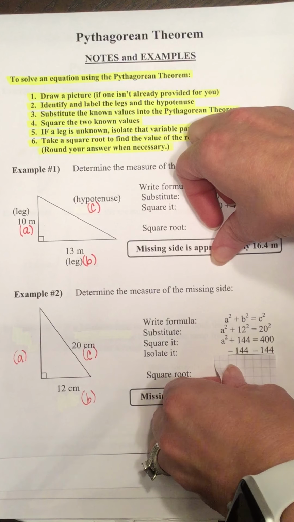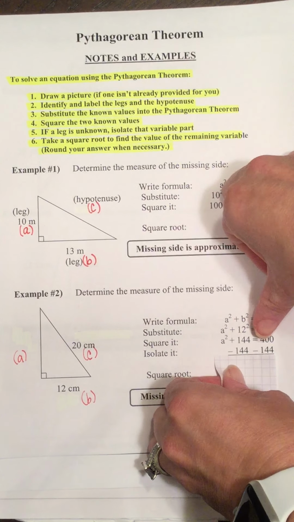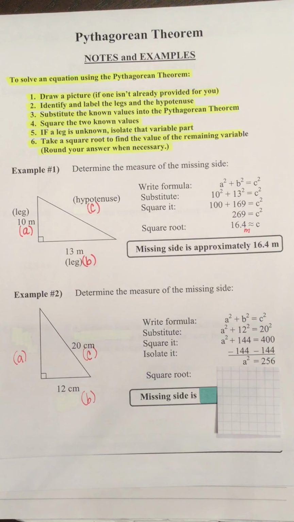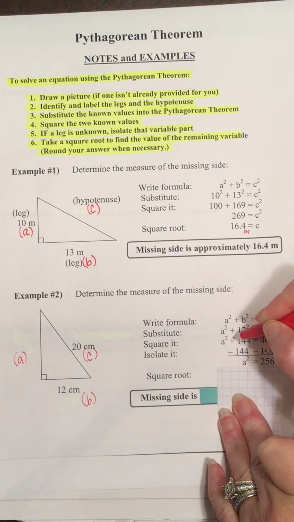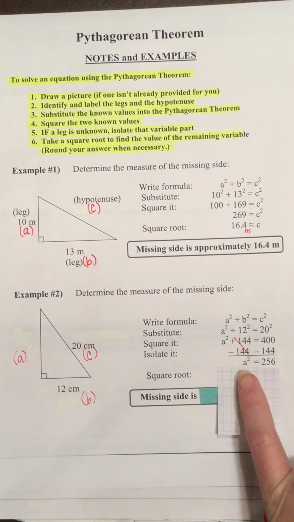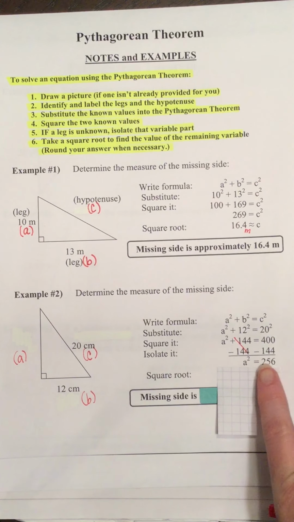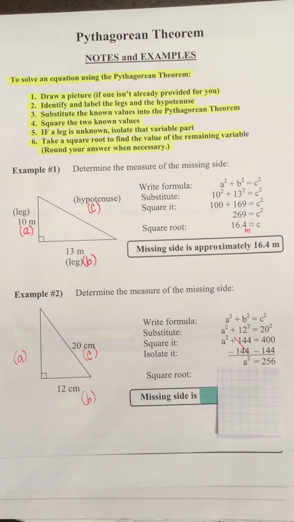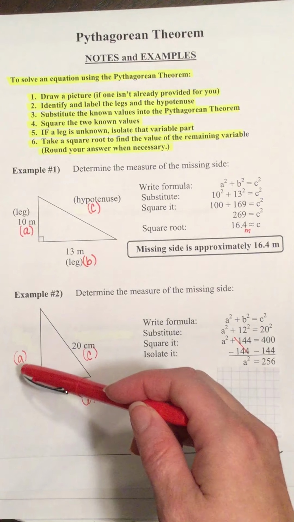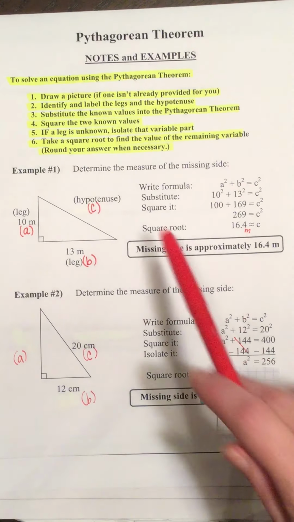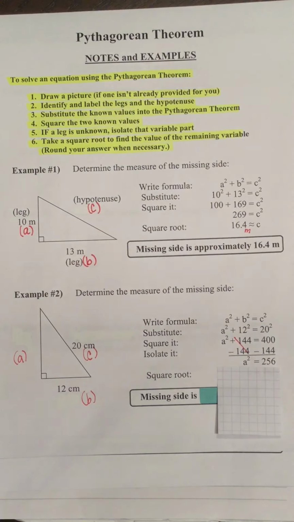So we subtract 144 from both sides of our equation, and that is going to cancel out the 144 on this side, and it's going to leave us with A squared equals, and then 400 minus 144 is 256. So again, this is A squared. We're not done. We need to find just A, and in order to find just A, we need to find the square root.